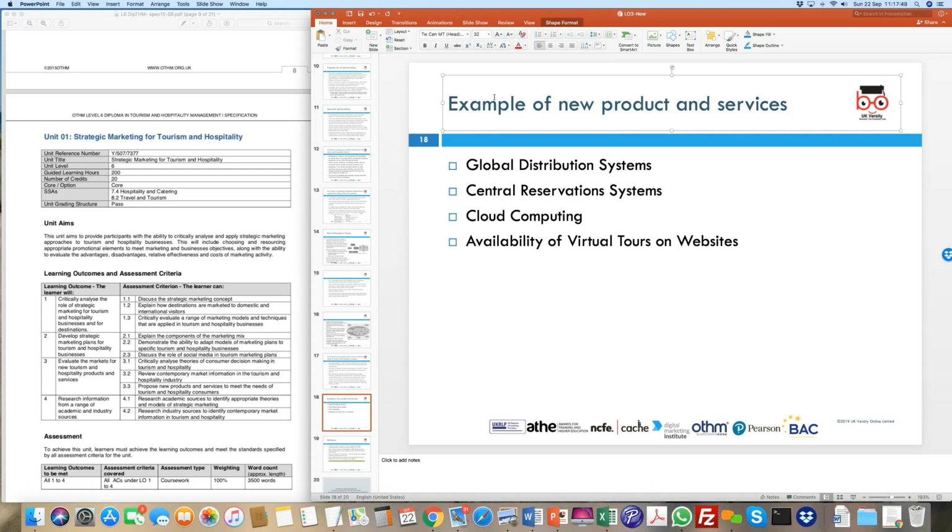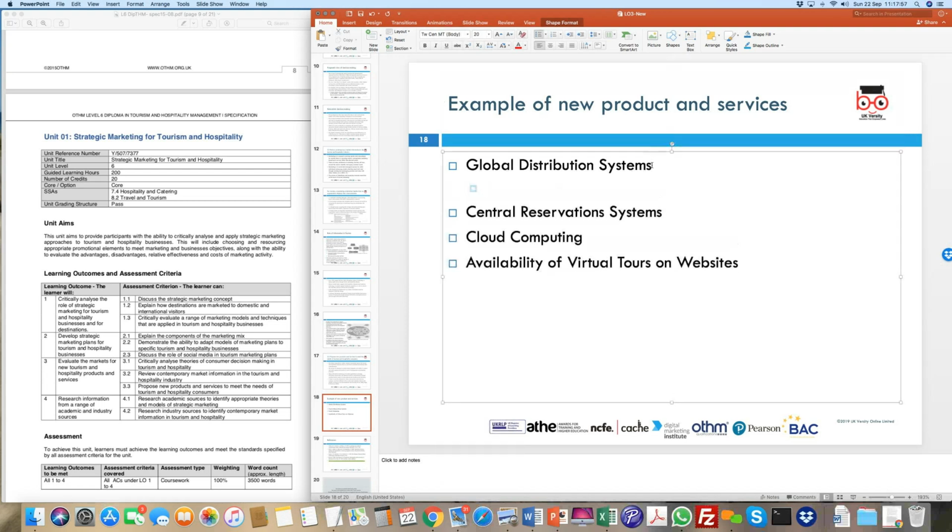I can't think of anything off the top of my head right now. I was thinking about the online travel agents so far and the distribution system that's making things more convenient, and the smartphones and connectivity that we have.